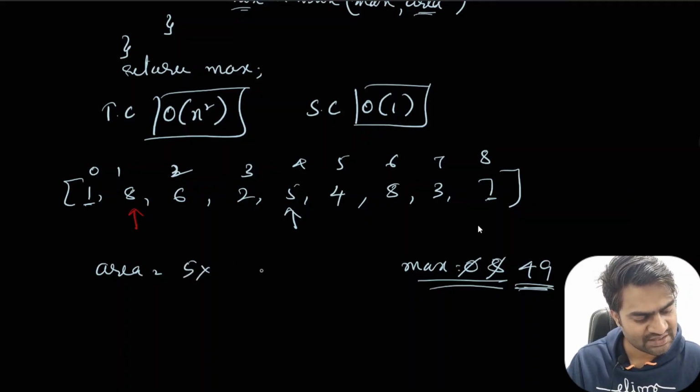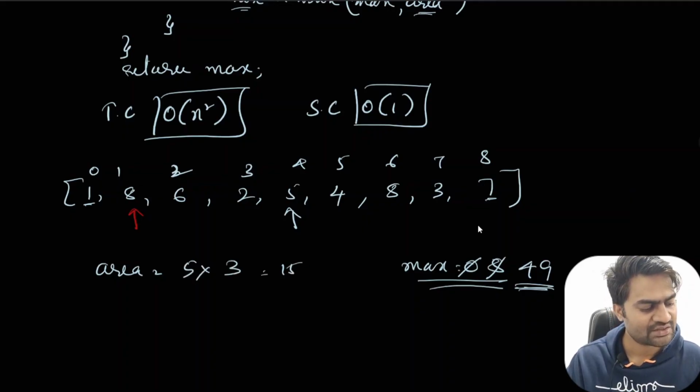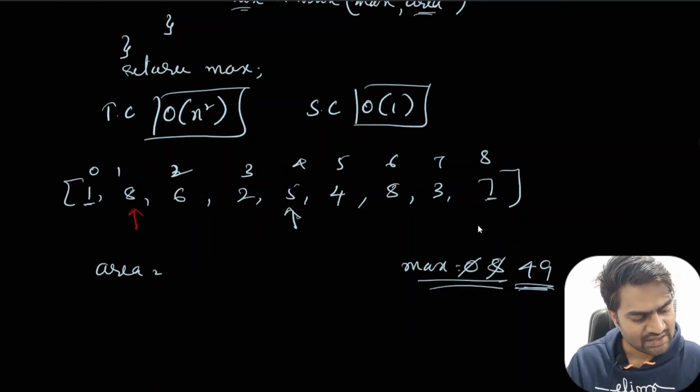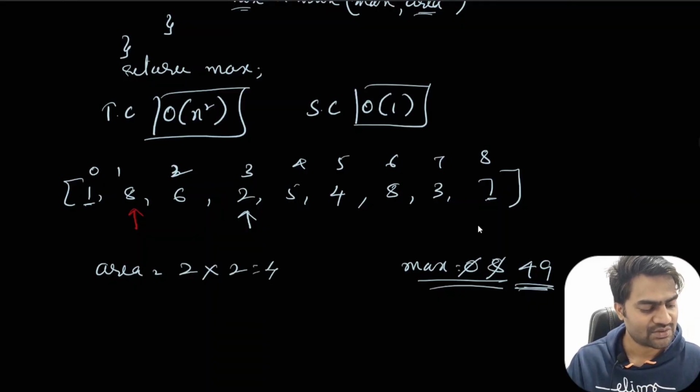Distance between them is 3. So it is 15. So I don't update. Now I will check 8 and 5, 5 is smaller. So I will decrement the right pointer. Okay. Now again between these two, 2 is smaller and distance is 2. So it is 4. So I don't update.